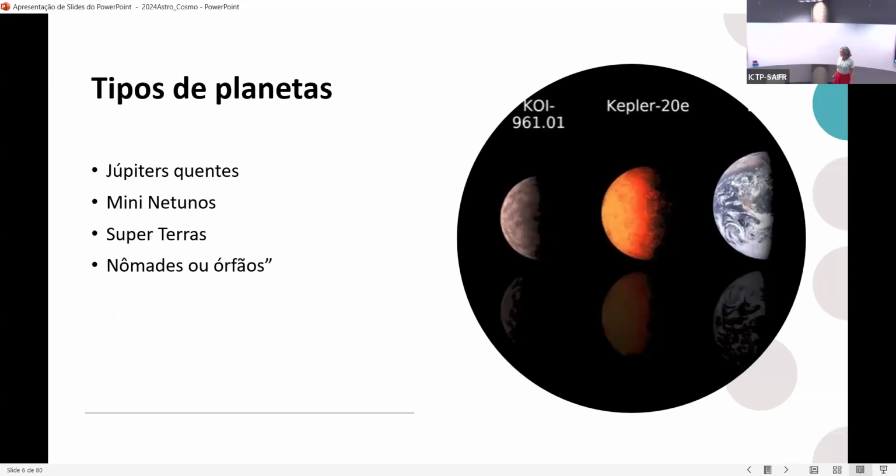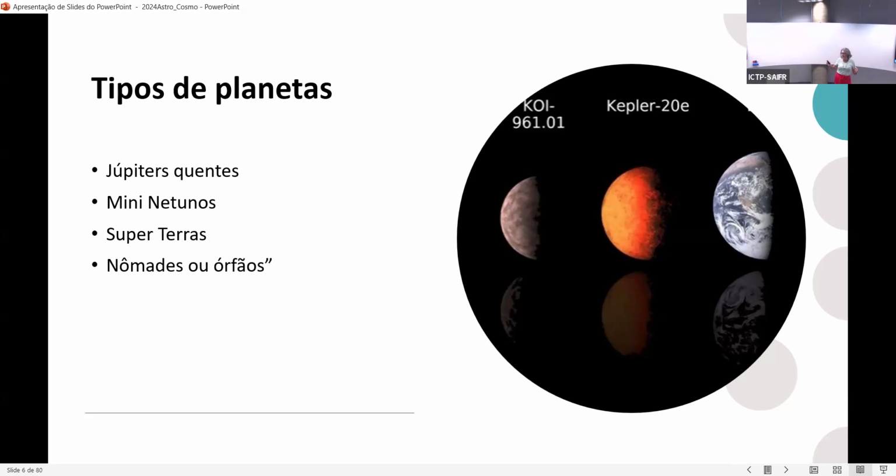So what kind of planets did we discover? First of all, of course, due to observational bias, hot Jupiters. What are hot Jupiters? Those were the first planets discovered. 51 Peg b is a hot Jupiter, and Michel Mayor and Didier Queloz were awarded the Nobel Prize in Physics in 2019 because of this discovery.